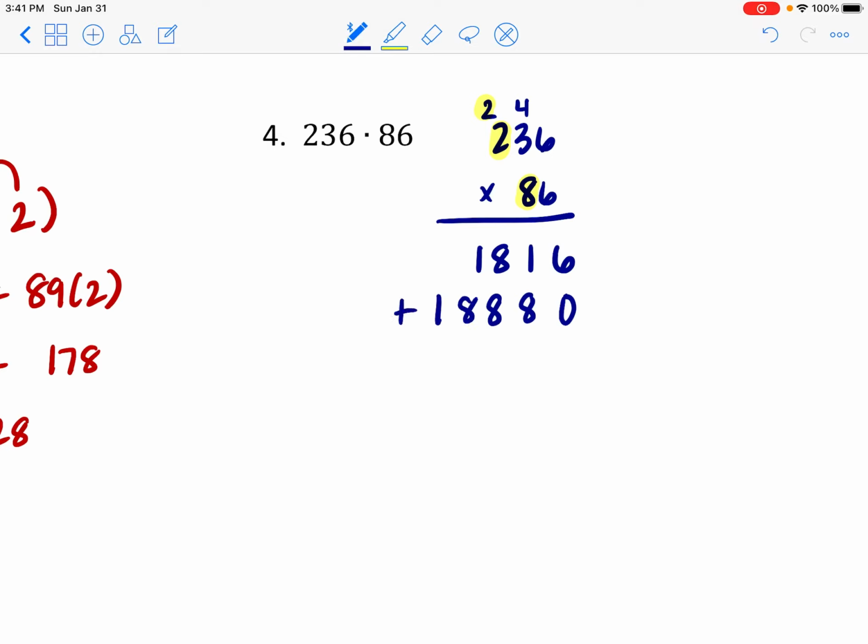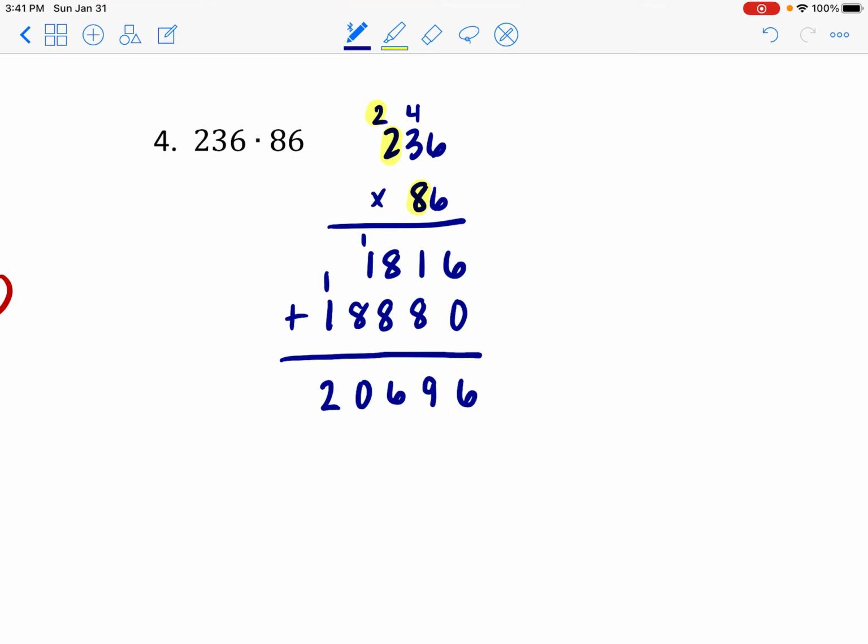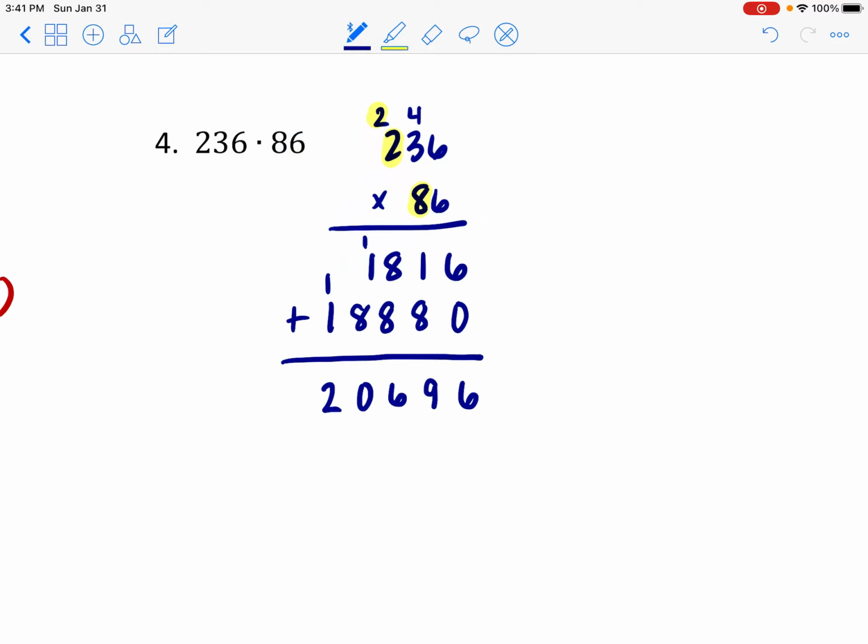Now we can add these results. So 6 and 0 is 6, 1 and 8 is 9, 8 and 8 is 16, so we're going to carry the 1. That's 8, 9, 10 there, so we carry the 1, and 1 makes 2. So 20,696.